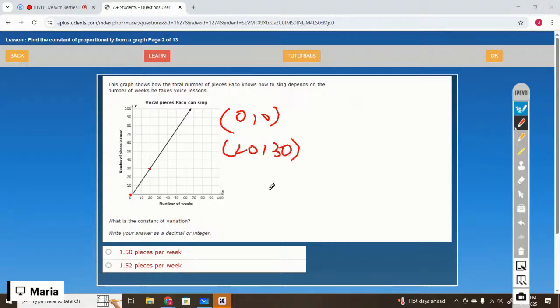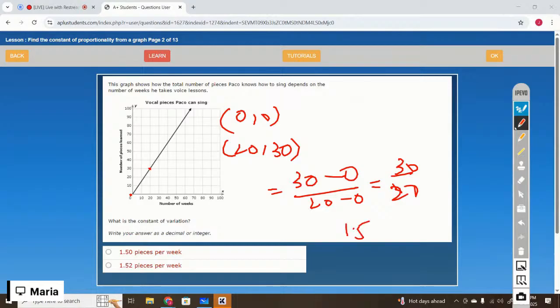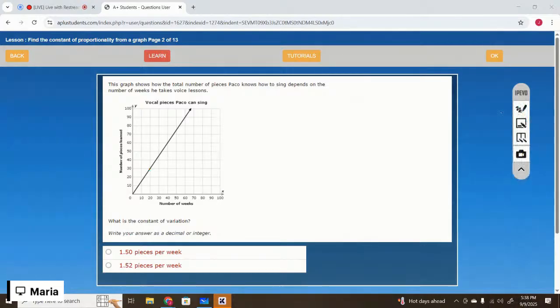So the constant of variation is change in y divided by change in x. That is exactly the same as how we calculate the slope. 3 over 2 is 1.5. So option number 1 is the correct option. This is just another name for the slope actually. 1.5 pieces per week. Option number 1 is the correct option.